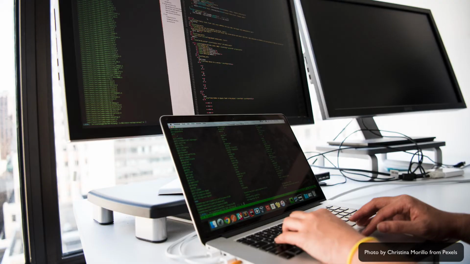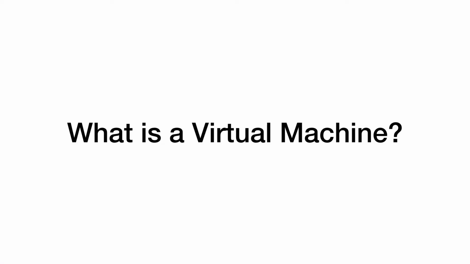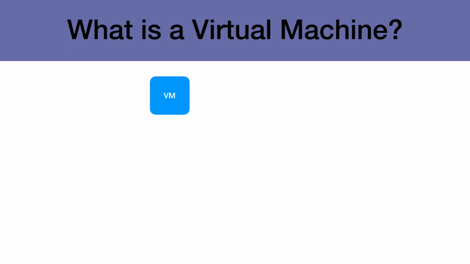In this video, we'll discuss what a virtual machine is and some advantages and disadvantages of using them. What is a virtual machine? A virtual machine is essentially a file that a special piece of software, known as a hypervisor, uses to create a process on a computer that behaves like another computer.